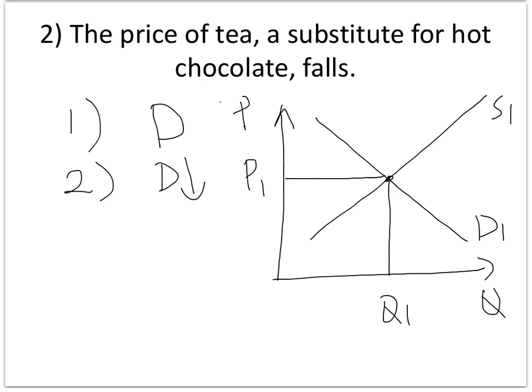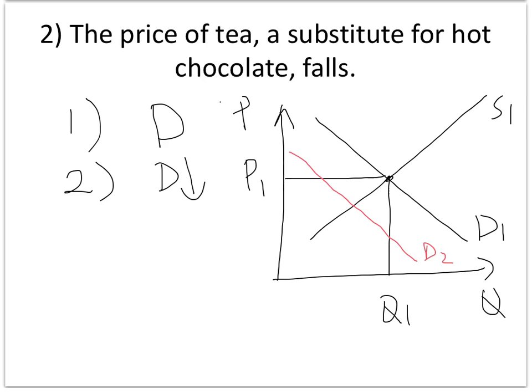Now I'm saying that the demand for hot chocolate decreases. The demand for hot chocolate decreases means the demand curve for hot chocolate will shift to the left, as you see, demand 2. So the next question is, am I going to change supply? No, I'm not going to change supply, because the price of tea falling will affect the demand for hot chocolate.